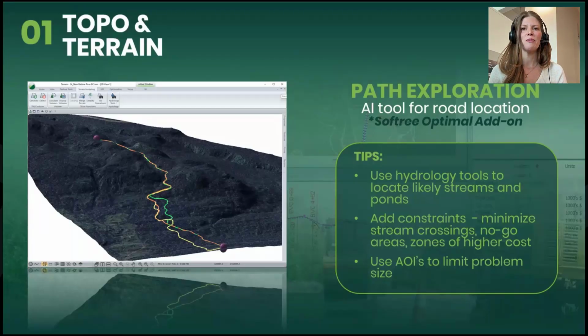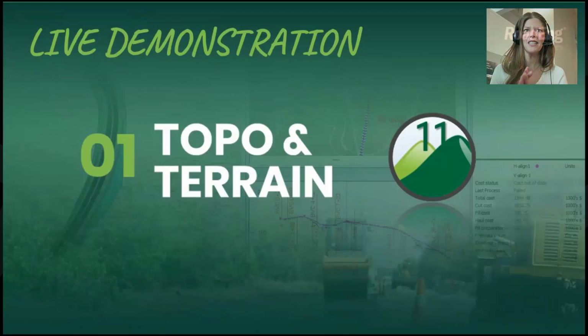Narrows it in, gives you some options. You can then validate those through a much more effective use of your field time. And the solutions with Path Explorer can account for things like your minimum, maximum grade, horizontal curvature, hydrology, some geotechnical conditions if you know your zones of higher cost. And it can be a really, really awesome way to kickstart your road design process.